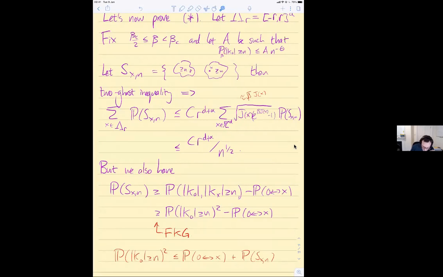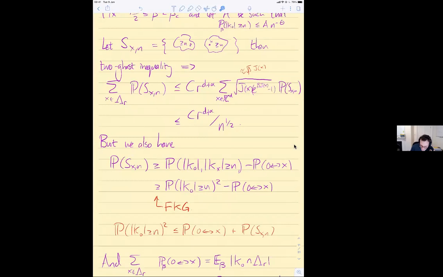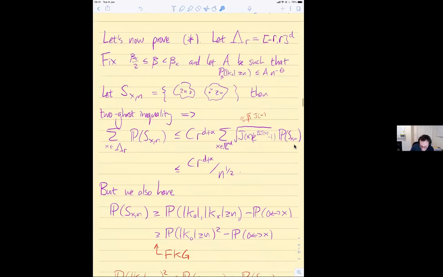If we sum these probabilities over a box, then we know by assumption that these prefactors aren't too small. So we can pull them out, and we get that the sum over the box is bounded by r to the d plus alpha, times the sum with the prefactors. And then we use the two-ghost inequality, we get a factor of 1 over root n. And by the way, I should have said, r here is a parameter that we're going to optimize over later.